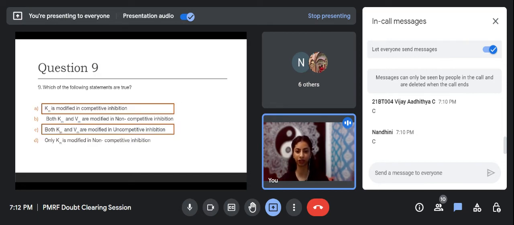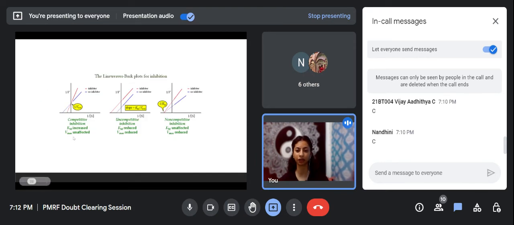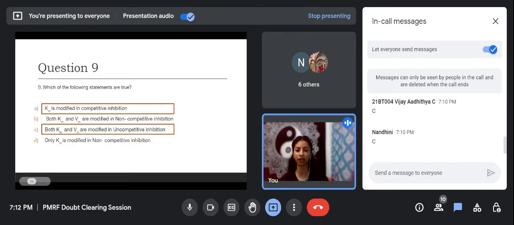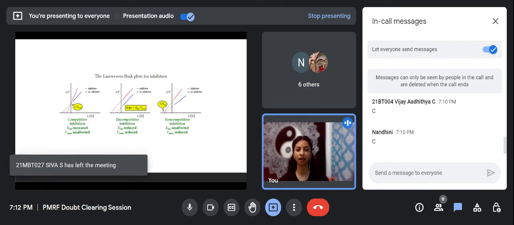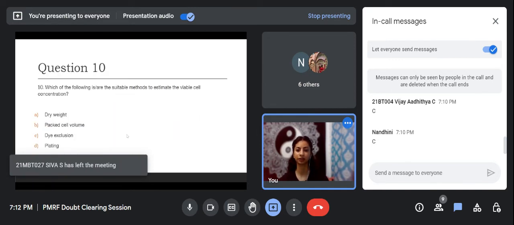so the answer is Km is modified in competitive inhibition. Yes, Km is in fact modified in competitive inhibition, and both Km and Vm are modified in uncompetitive inhibition, right?